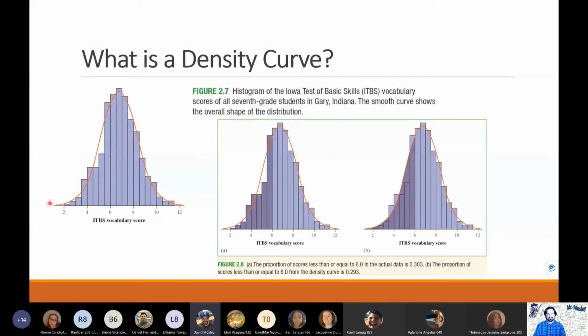So we have this distribution here. It's the ITBS vocabulary score. This is a standardized test that is taken in the Midwest. It's for all the 7th graders in Gary, Indiana. The smooth curve shows the overall shape of the distribution. Notice that the curve isn't entirely on top of everything. It's cutting off some of the boxes, but it's also above some of the other ones.